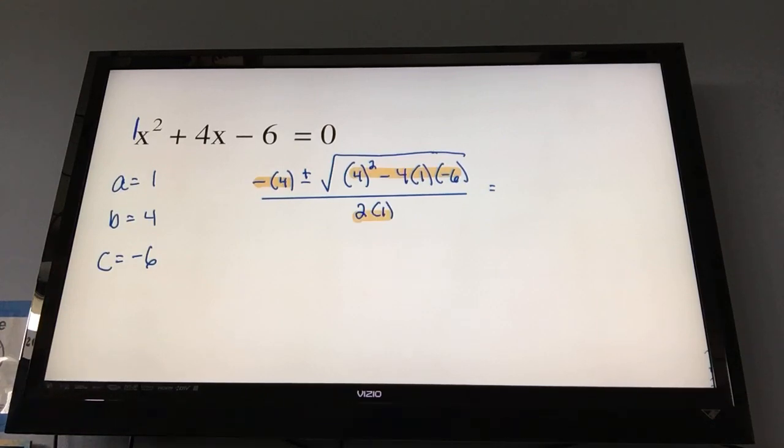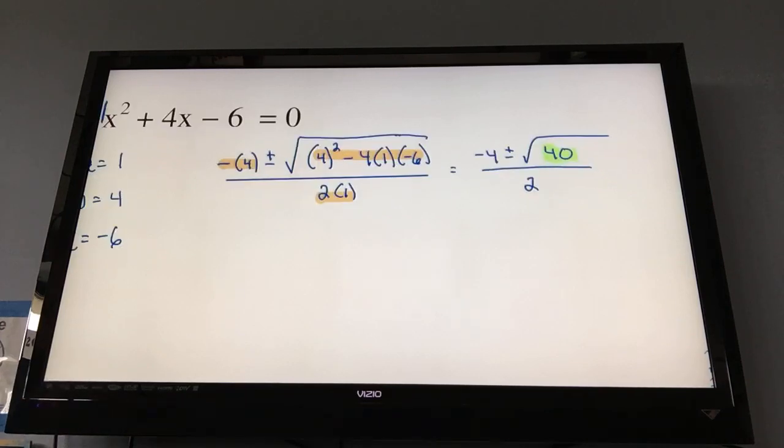And then I have 3 places to calculate. Negative to a positive 4 is -4. And then punch the next thing into your calculator, and you should get 40. Over my denominator, 2 times 1 is 2. Then I look at this number and I ask myself, is 40 a perfect square? No. Can I break up 40? Does it have a square factor? Yes. I can make it 4 times 10.